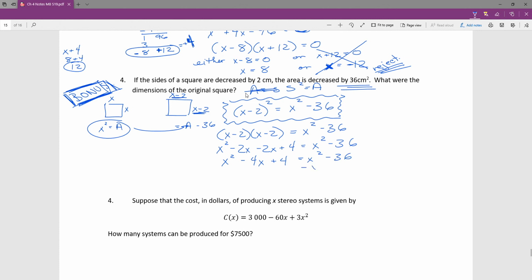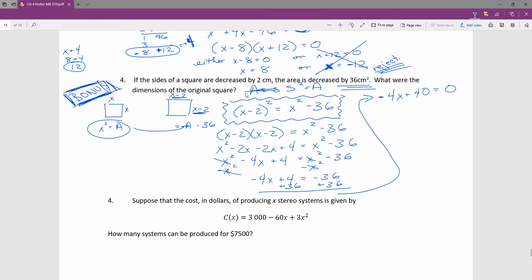I'm going to subtract x squared from both sides. And oh, look, it just goes away entirely. So now I have negative 4x plus 4 equaling negative 36. I'd have to add 36 to both sides because remember, I'm trying to set it equal to 0. And at the top of my page over here, I'd get negative 4x plus 40 equals 0. So in this one, I'm going to common factor.